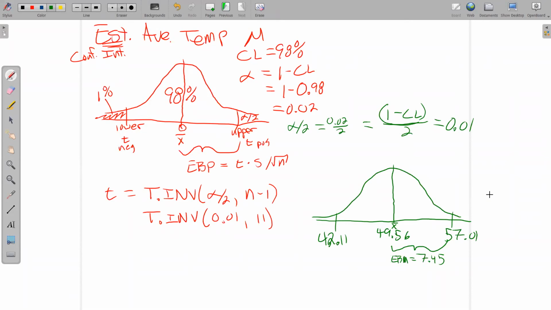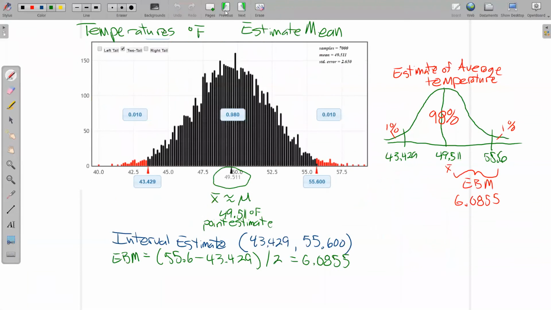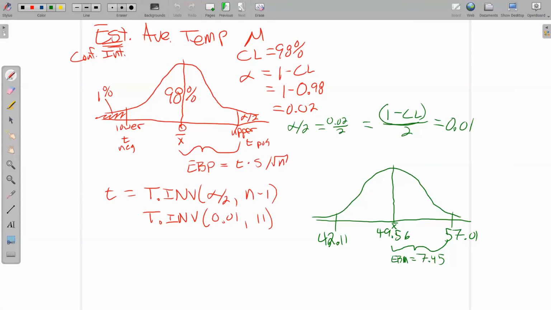Now notice that's a slightly different answer than I had from StatKey, but they're in the ballpark of each other. 43 to 56-ish, and 42 to 57-ish. So the t-distribution always goes just a little bit wider to accommodate the fact that we do not know the standard deviation of the population.